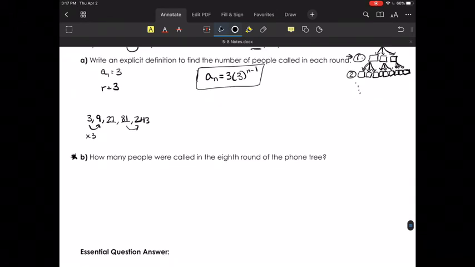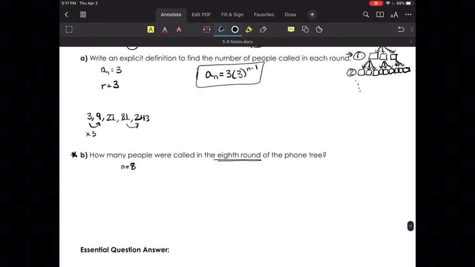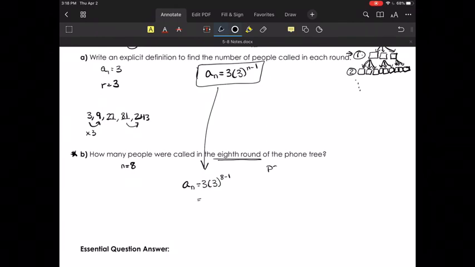Then, figuring out how many people are in the 8th round, that means that's your 8th term. Okay, so I know that n now equals 8. All I need to do is plug that into that explicit definition that we just came up with. So I have an equals 3 times 3 to the 8 minus 1. When you do this, be sure you follow the rules of PEMDAS, or else you can easily screw up your answer. Okay, so figure out what's in your exponent first. So that becomes a 7. Then make sure that you do your exponent before you multiply. Do not do 3 times 3 and then raise it to the 7th power. Okay, do 3 to the 7th first.